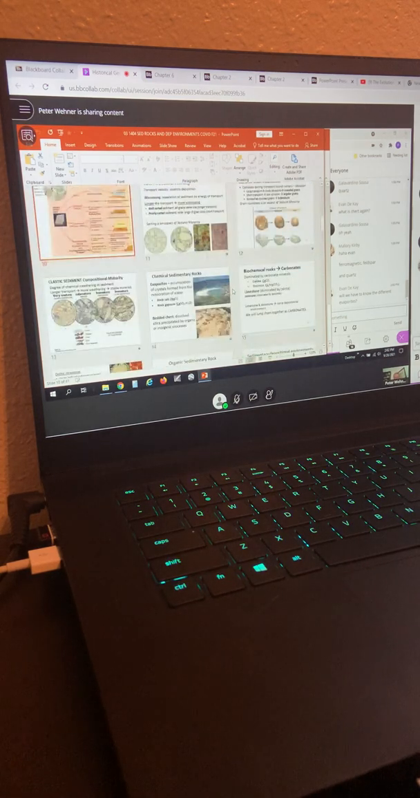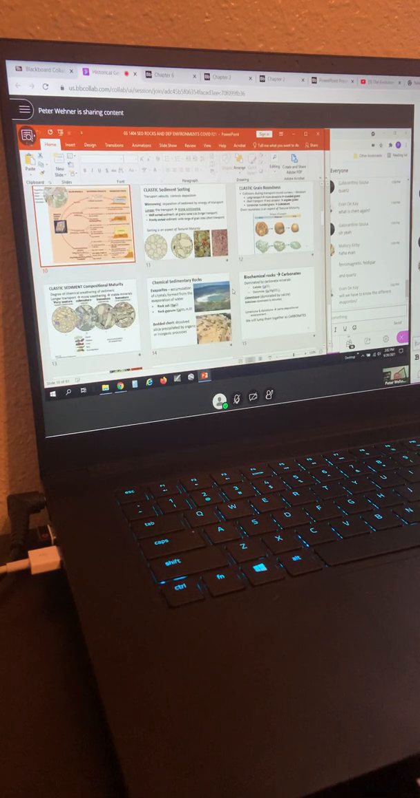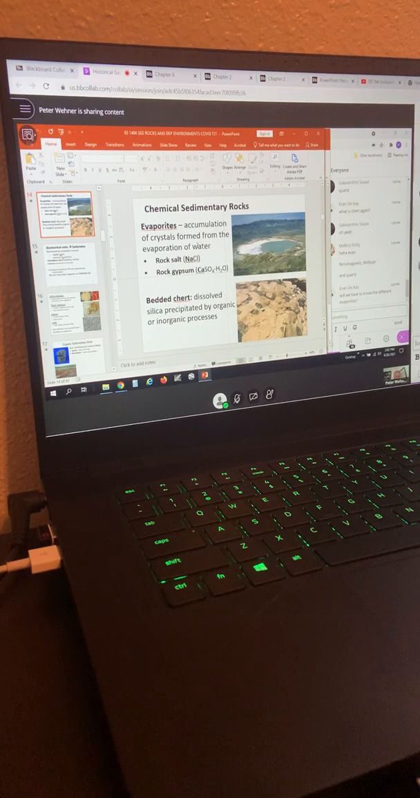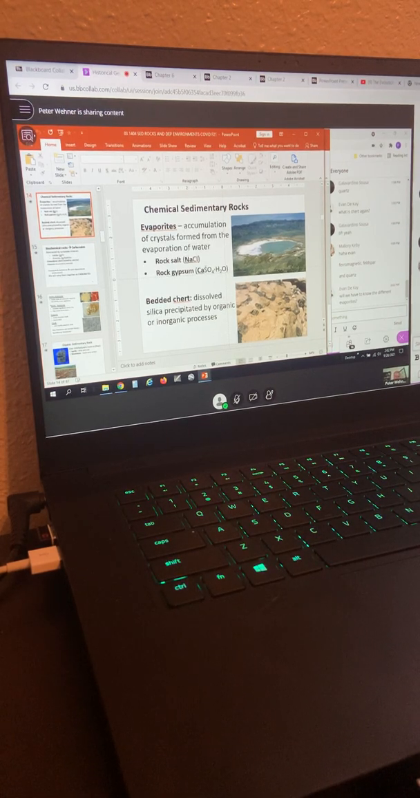When we talk about the different evaporites, it would not be unreasonable for me to ask you to name two, rock salt and rock gypsum. But to know how they form, yeah, that'd be fair game. The water evaporates, and you're going to get precipitation. You're going to get the formation of crystals from those dissolved ions. So crystals of halite and crystals of gypsum will precipitate out of the evaporating water.